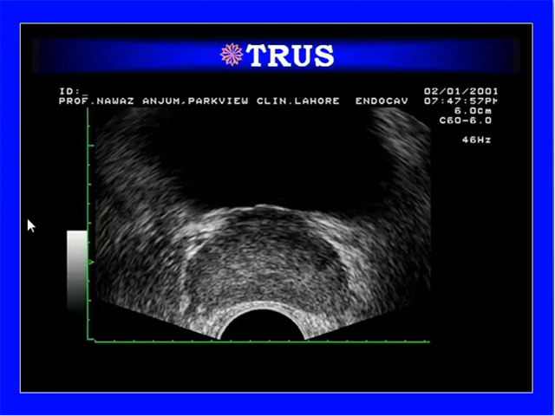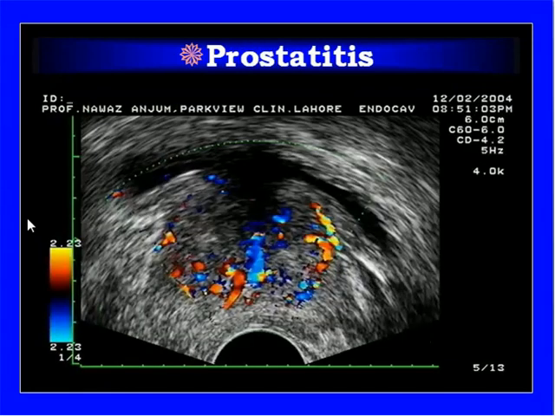Here you can see the reverse picture. This is prostate in the center. Now in inflammatory condition of the prostate, which is called prostatitis, there is increased vascularity. You can see when the Doppler is put on, there is moderate vascularity, which indicates some inflammatory process going on in the prostate, which is called the prostatitis.